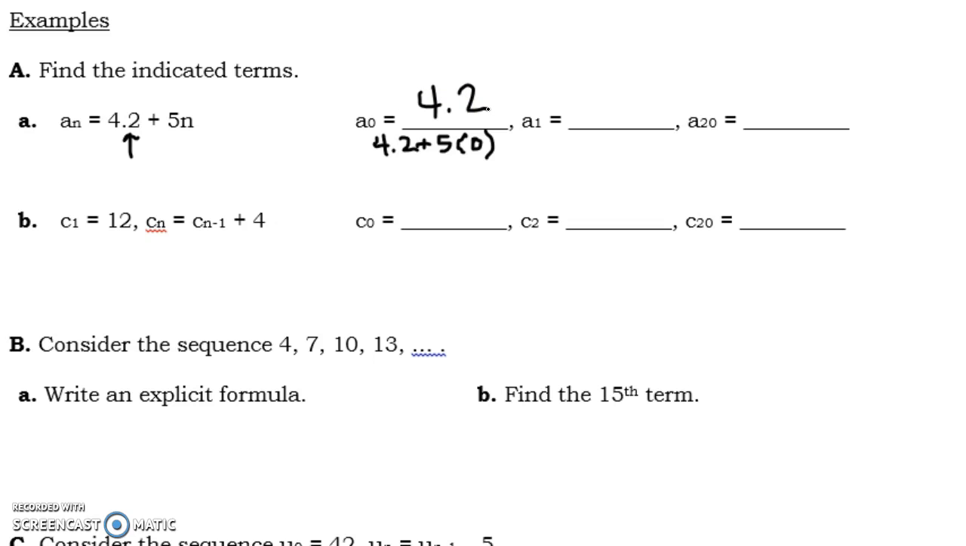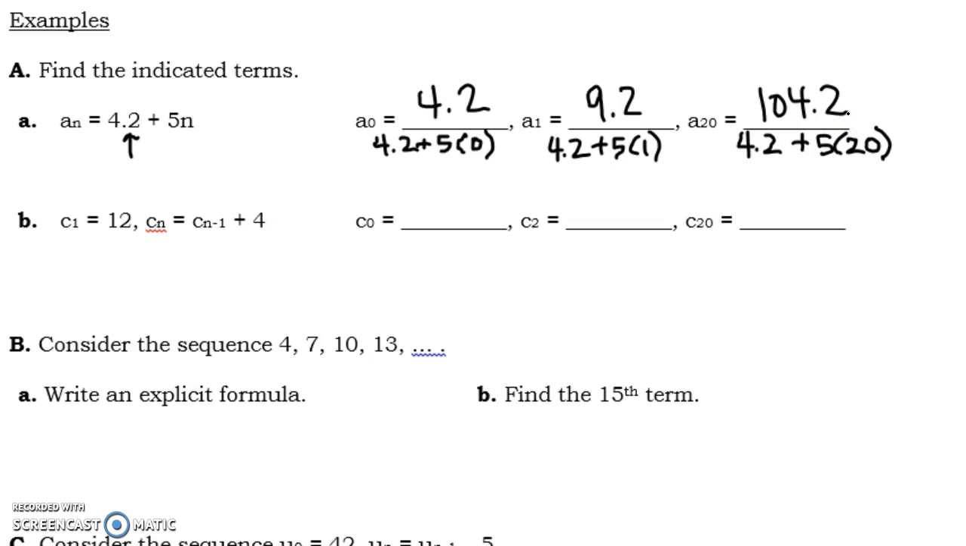I can find a sub 1, again, recursively or explicitly. Recursively, I know that I'm starting at 4.2 and I'm just adding 5, so that would be 9.2. But explicitly, I could substitute 1 in for n in the expression: 5 times 1 is 5, 5 plus 4.2 is 9.2. So the 20th answer is doable recursively. I have to add 5 and then add 5 and then add 5 20 times, but this is an example that will be much easier explicitly. I just have to substitute the 20 in for the n of the expression. 5 times 20 is 100. 100 plus 4.2 is 104.2.